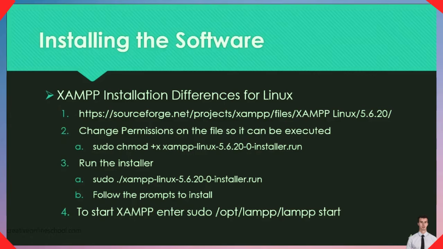If you're on Linux, then you will need to use this location for download. After downloading, you're going to need to change your permissions on the file so that it can be executed. I provided the command to do that here in Figure 2a. After that, run the installer. The command for that is in 3a. Once it's running, you can just follow the prompts to install. It should be just like the Windows version. After installation, to start XAMPP, enter sudo /opt/lampp/lampp start. That'll load everything and should get you back where we were in the video.